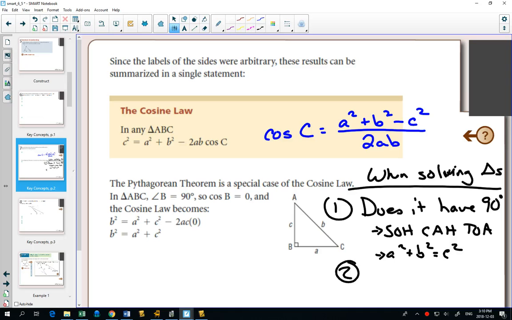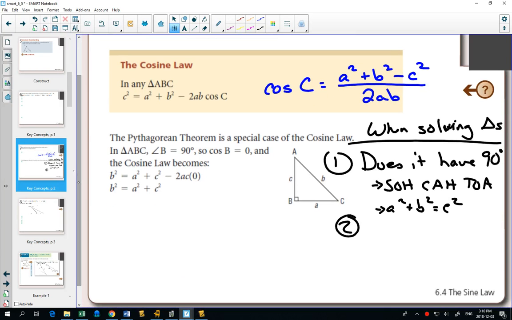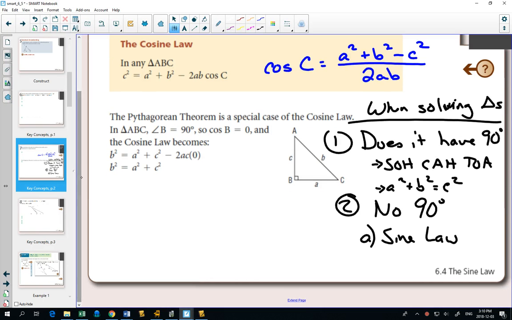If it doesn't, then you are first going to look and see if you can use the sine law. No 90 degrees. A, you're going to look if you can use the sine law. Do you remember when we can use the sine law? What was the circumstance that you could use the sine law?